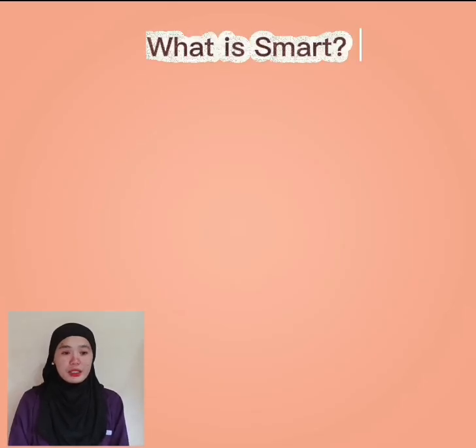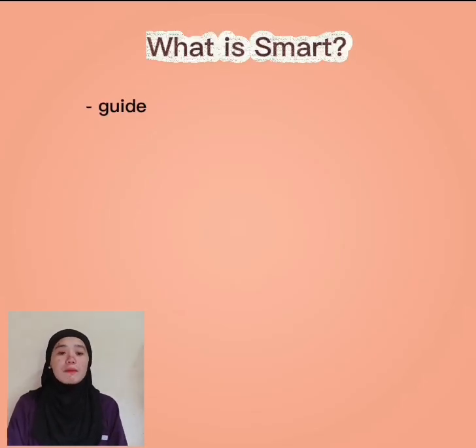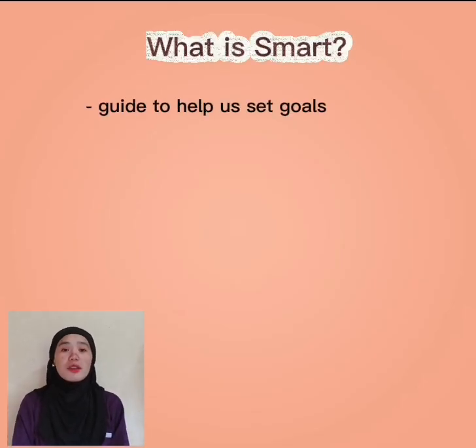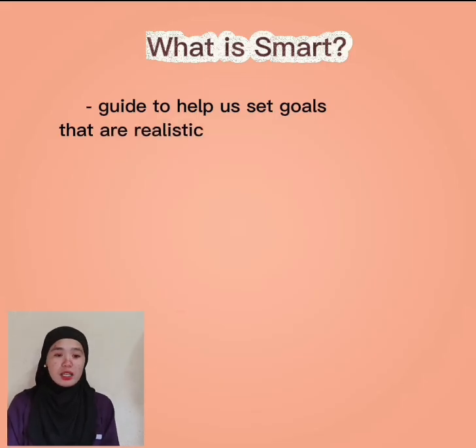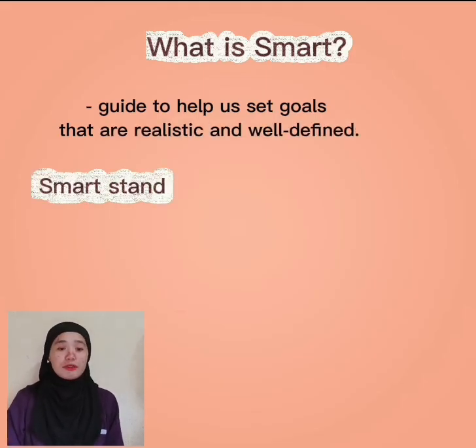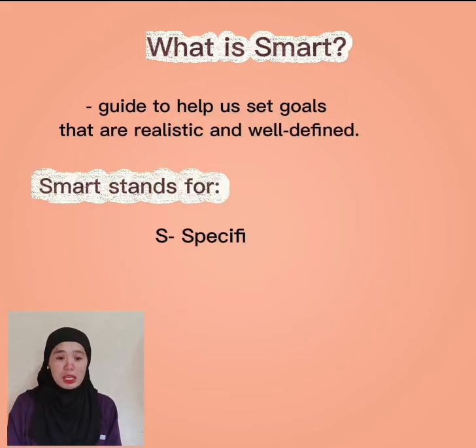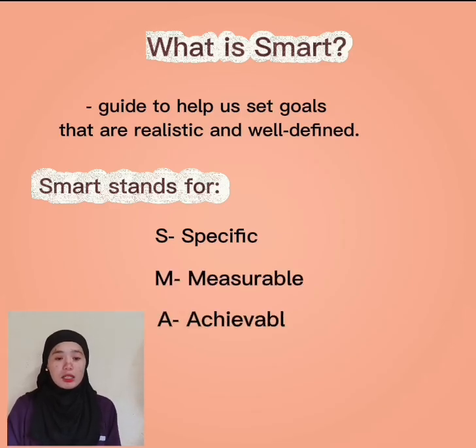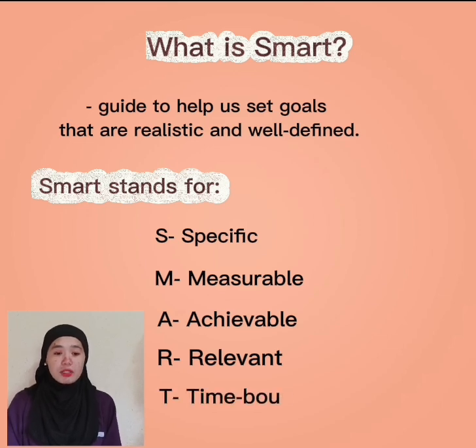What is SMART? SMART is a guide to help us set goals that are realistic and well-defined. SMART stands for S for specific, M for measurable, A for achievable, R for relevant, and T for time-bound. So let's break them down in a simple and natural way.